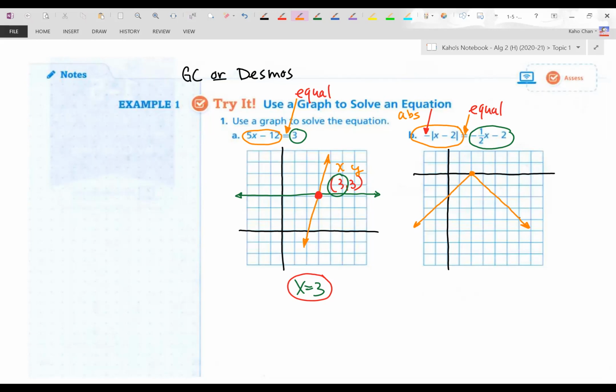The other half is -1/2 x minus 2. Let's graph that. Remember, it crossed 0, -2, which is one of the solutions, and the other one was 8, -6. Should probably extend that further. Whoa. So I can make that connection at 8, -6.